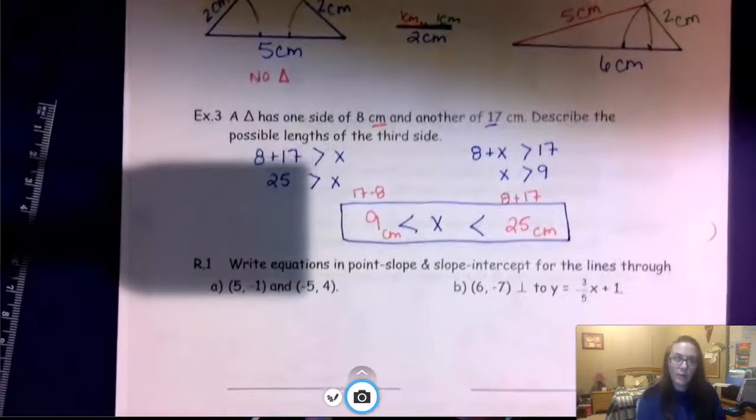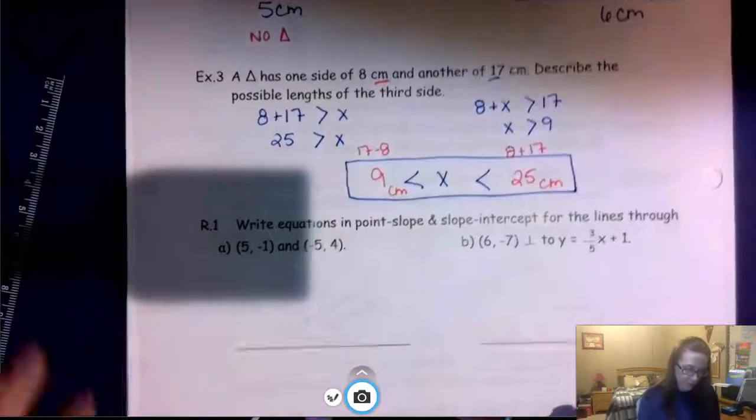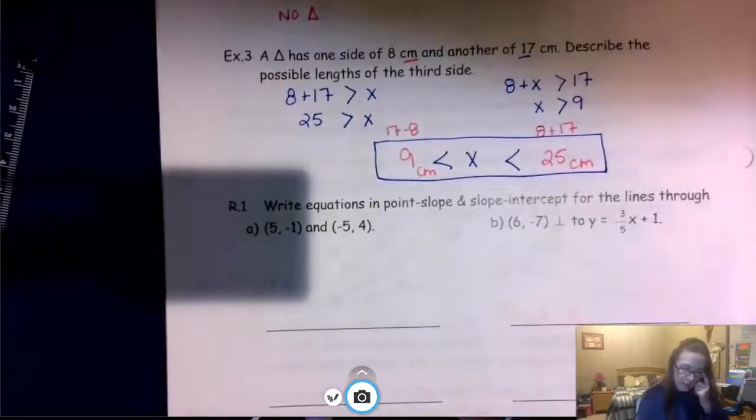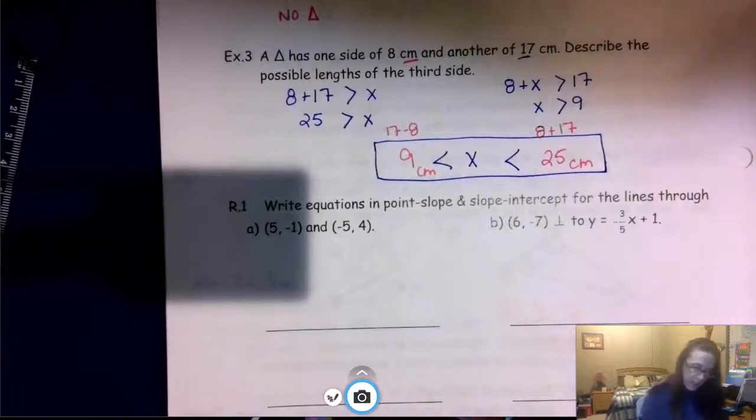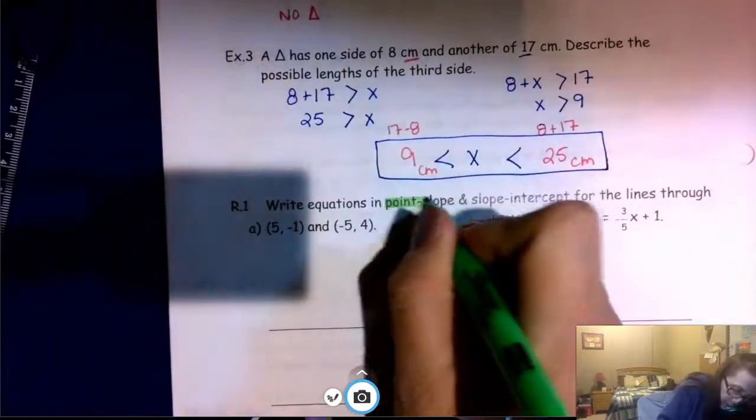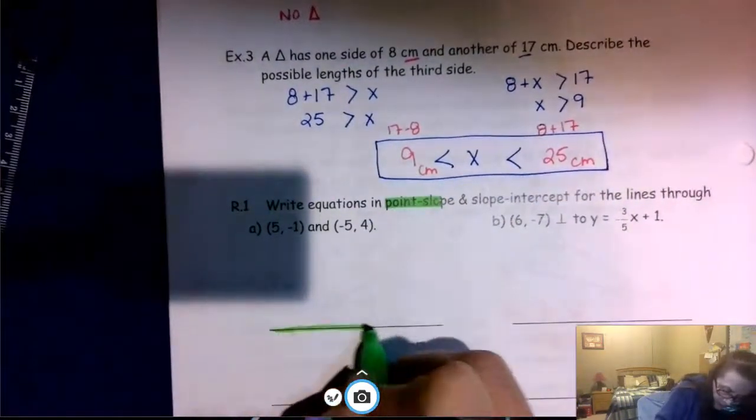Here we have 2 more review problems right here. Write equations in point slope and in slope intercept. So I want in both of these cases to write an equation in point slope first. I'm going to put my point slope here.